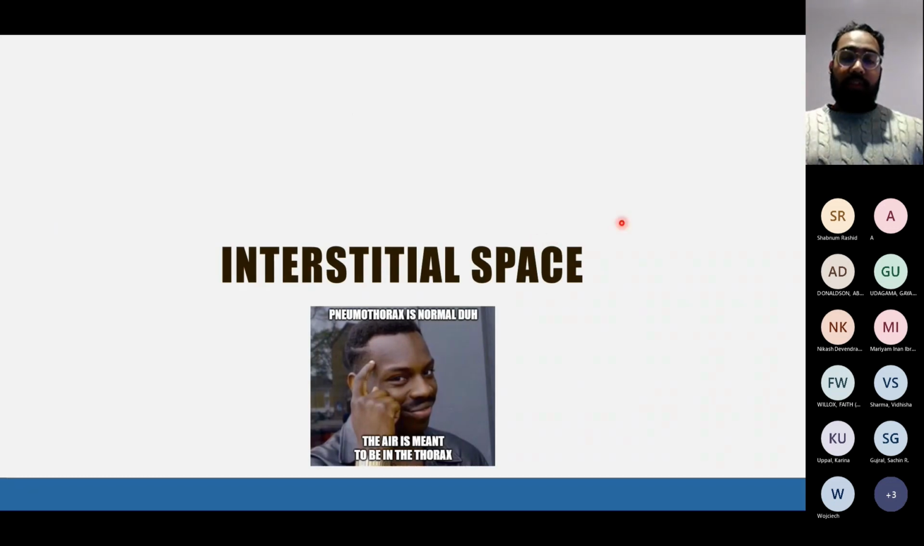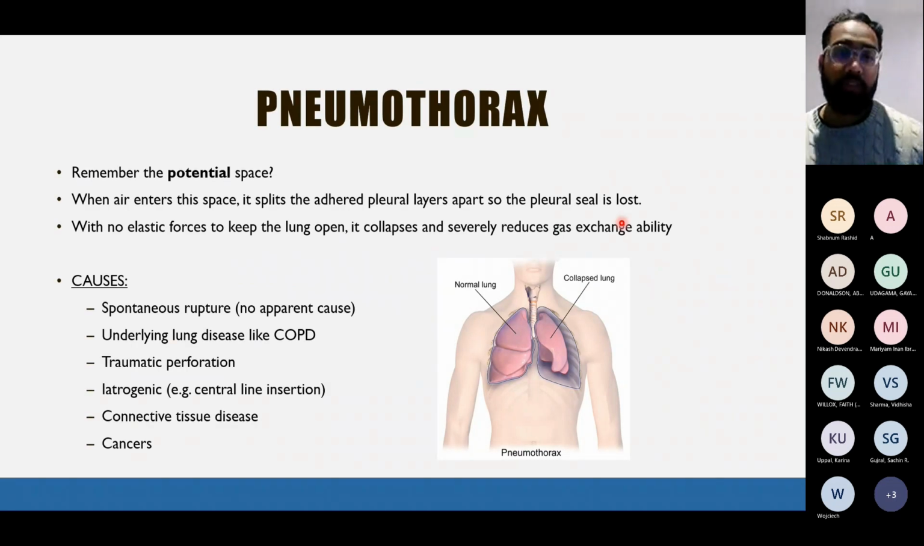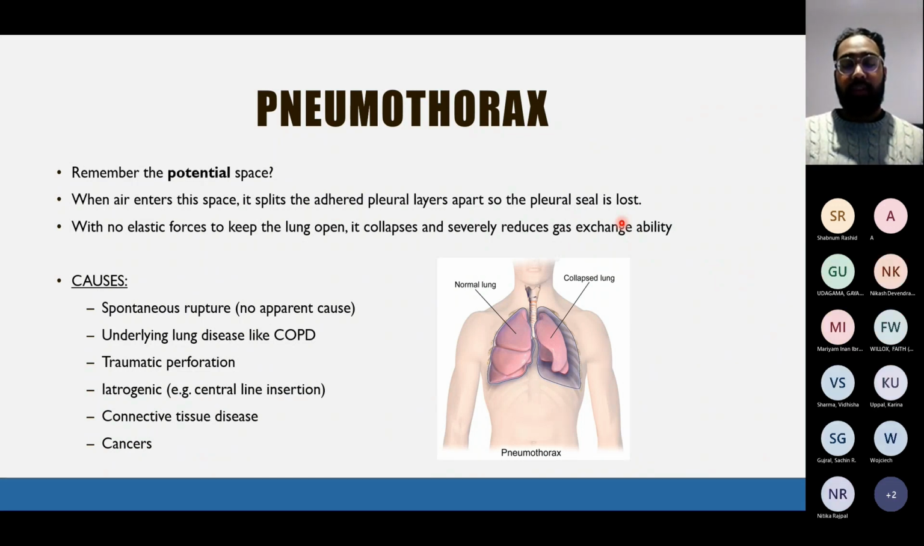So now we're going to move on to the interstitial space. Remember that potential space that we talked about. This is what can happen when air gets into that potential space. So that space can be filled with pus, it can get filled with blood. If it gets filled with pus, empyema. If it gets filled with blood, it's called hemothorax. If it gets filled with air, which is what we're going to talk about, it's called a pneumothorax.